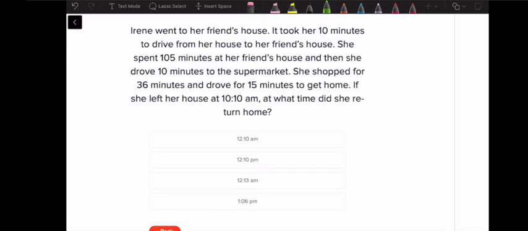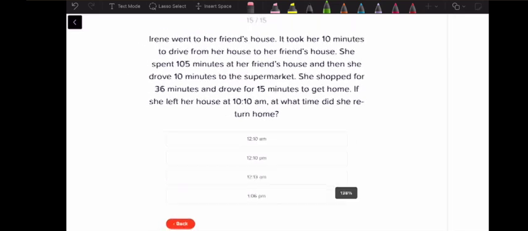Irene went to her friend's house. It took her 10 minutes to drive from her house to her friend's house. She spent 105 minutes at her friend's house. Then she drove 30 minutes to the supermarket. She shopped for 36 minutes and drove 15 minutes to get home. If she left her house at 10 a.m., at what time did she return home?